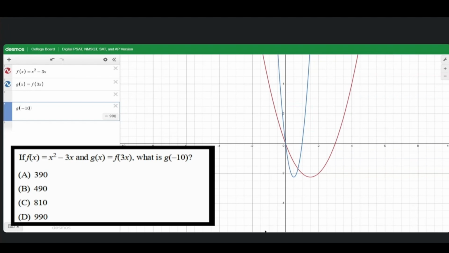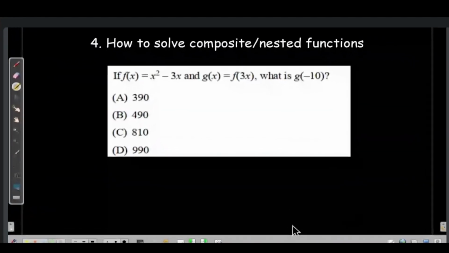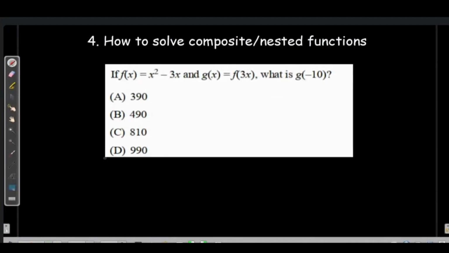So this is pretty cool. Won't take much time and pretty interesting, I think. It's going to save a lot of time. And the correct answer is option D.